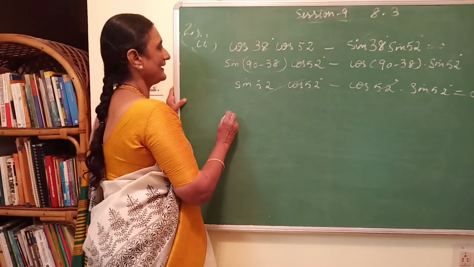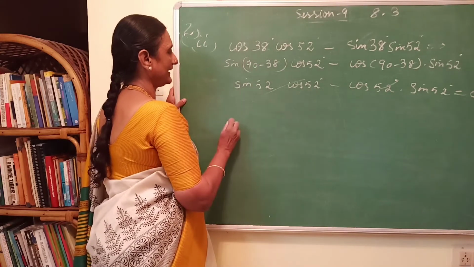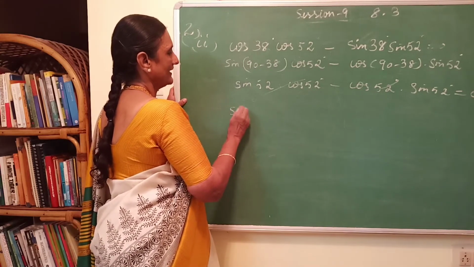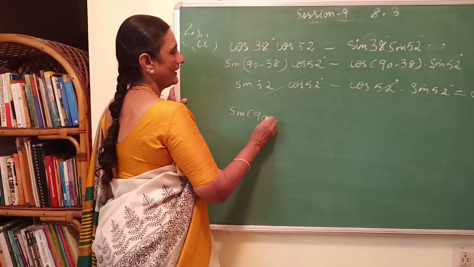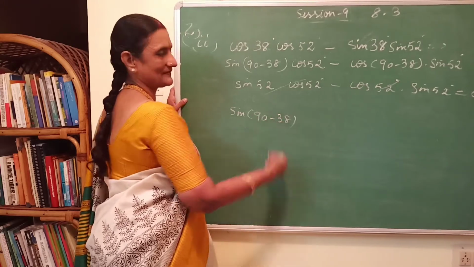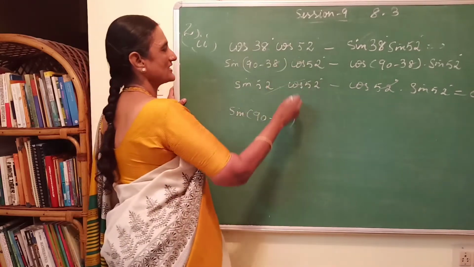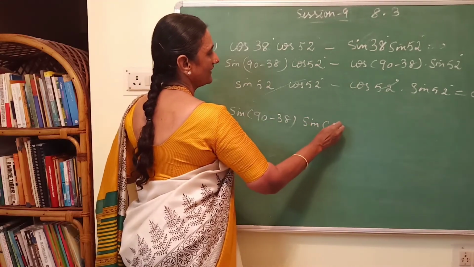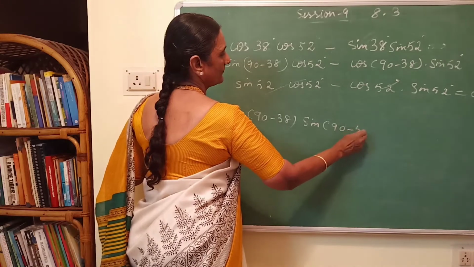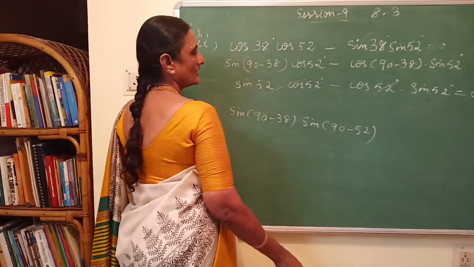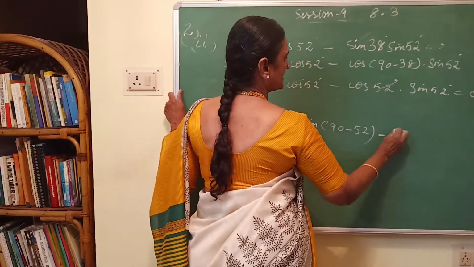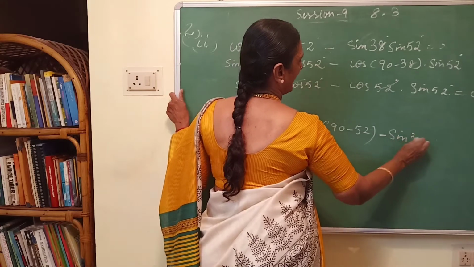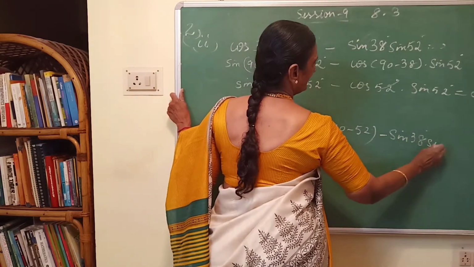Now, here it is, cos of 38 can be written as sine of 90 minus 38. Similarly, cos of 52 can be written as sine of 90 minus 52. So while writing, I am not disturbing the second term, let it be as it is, sine 52.